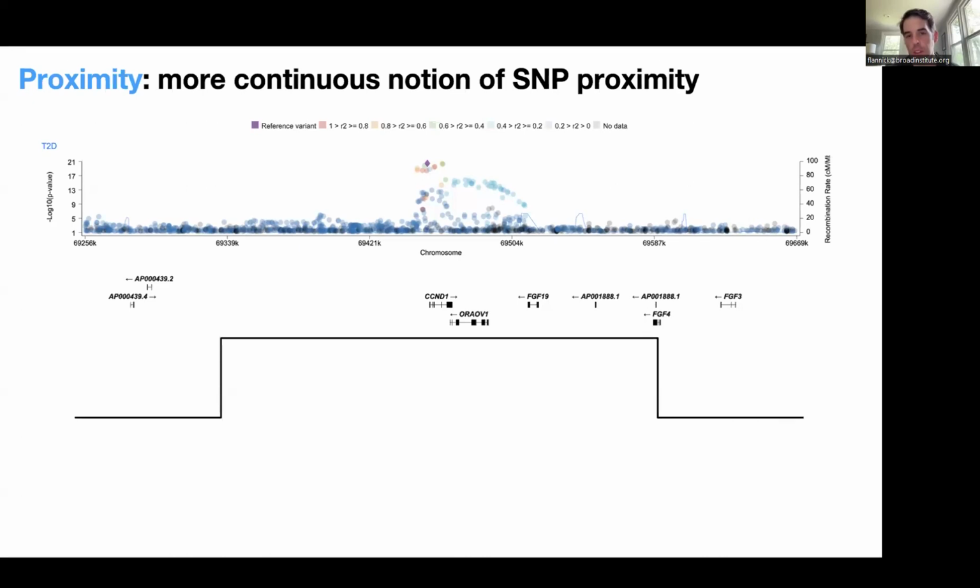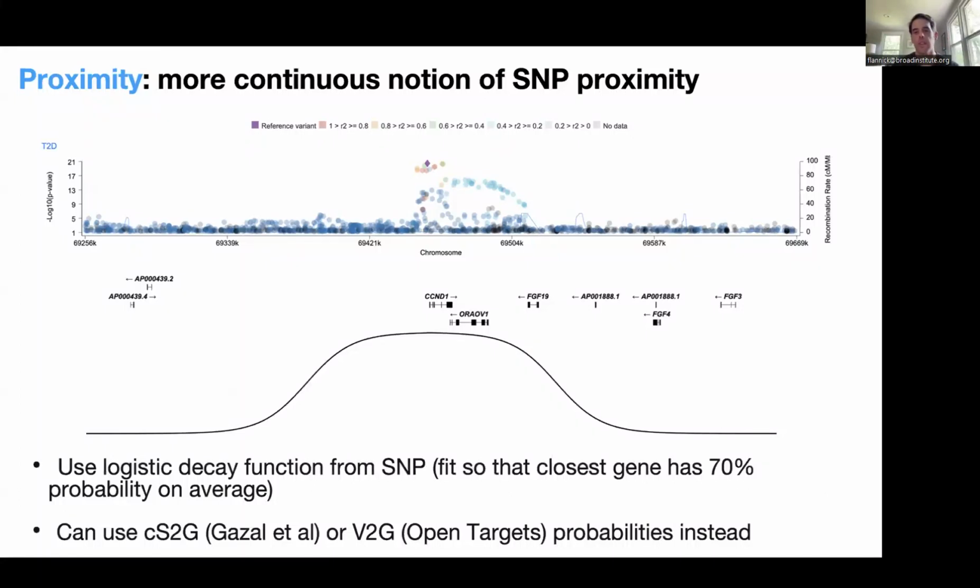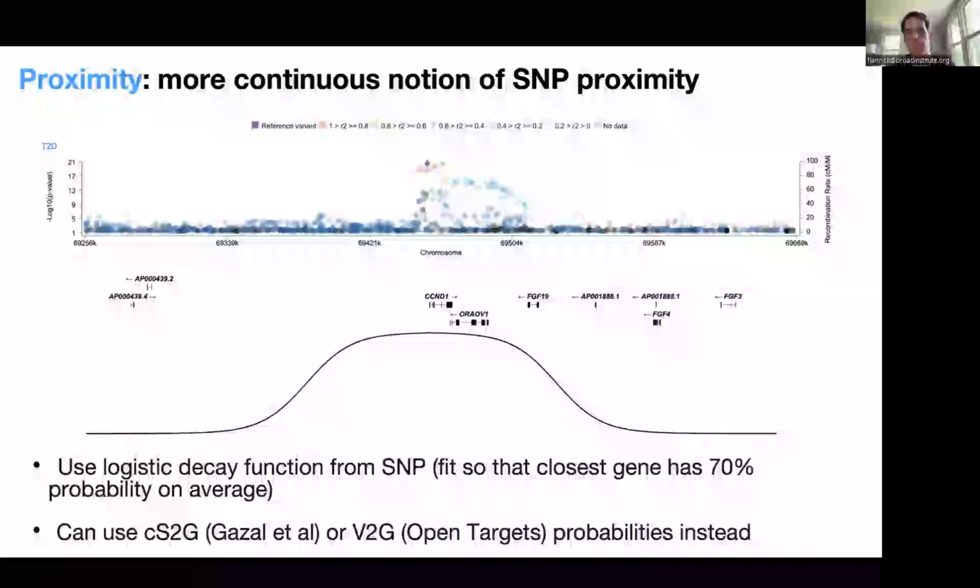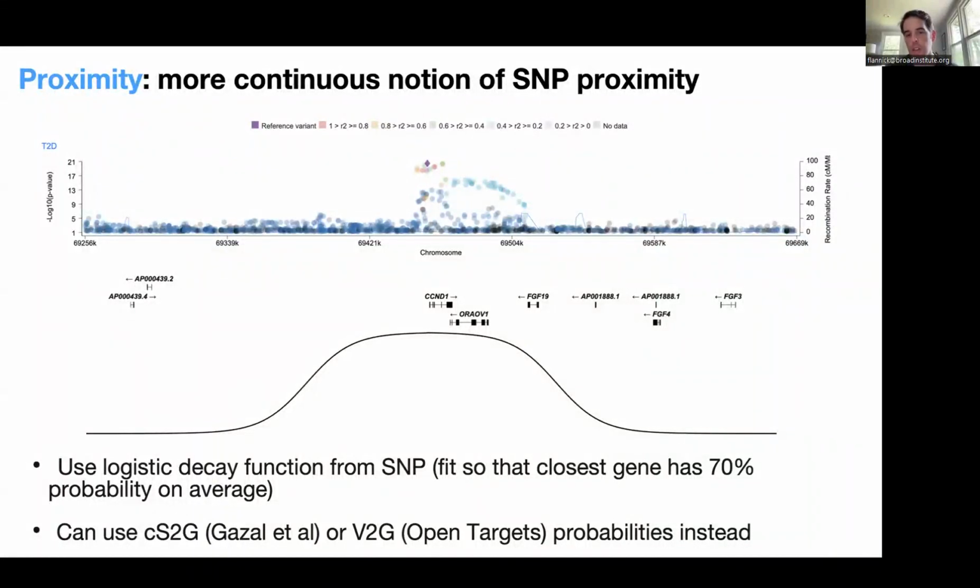Essentially, every gene within this box on the bottom of this genome-wide significant SNP would get the same huge score of 3. And then if you are one base pair outside of it, you'll get a huge score of 0. Obviously this is a little bit severe. So we've relaxed this constraint to have a more continuous notion of distance from a GWAS SNP. I won't go into the details, but essentially there's this nice continuous decay function that we fit such that on average, the closest gene has about a 70% probability of having support for a given SNP. So that's one more continuous extension we've made.